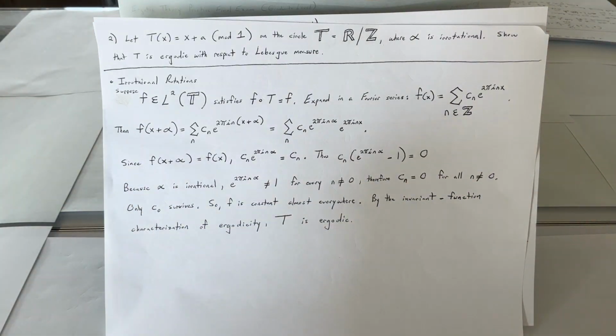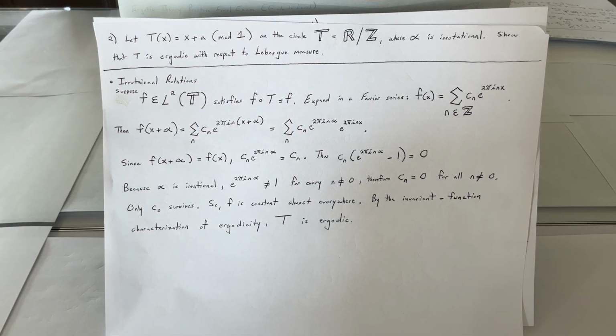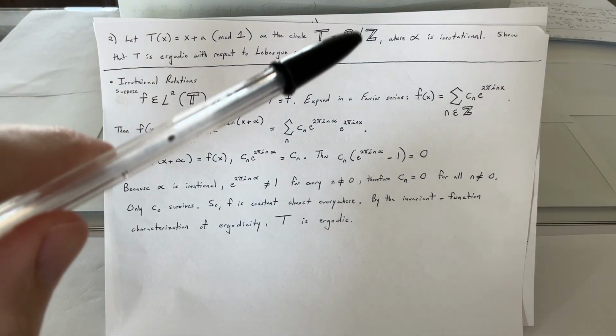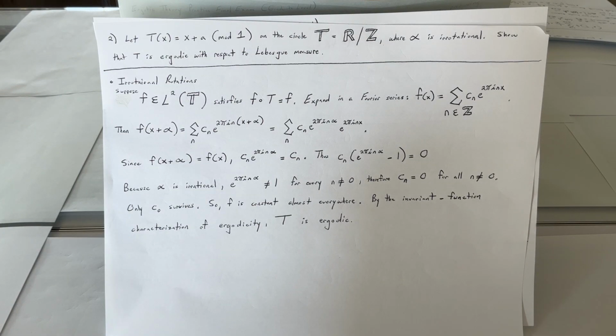Okay, so number two, let T of x equal x plus alpha mod 1 on the circle where T equals R mod Z, where alpha is irrational. Show that T is ergodic with respect to Lebesgue measure. Okay, so this is the irrational rotations problem.